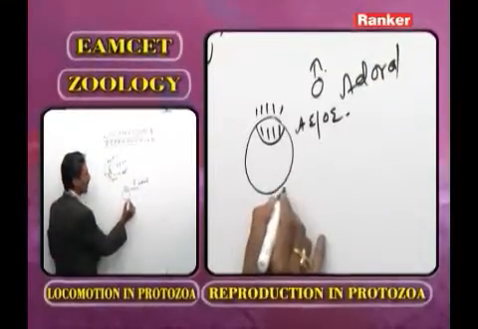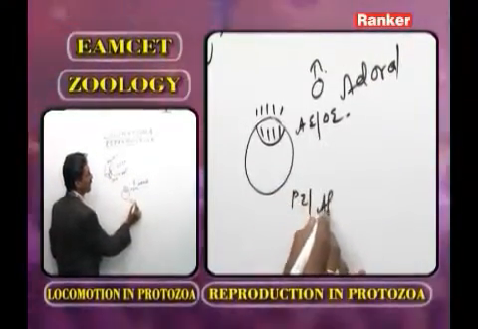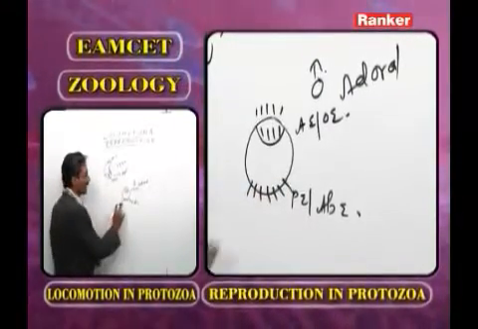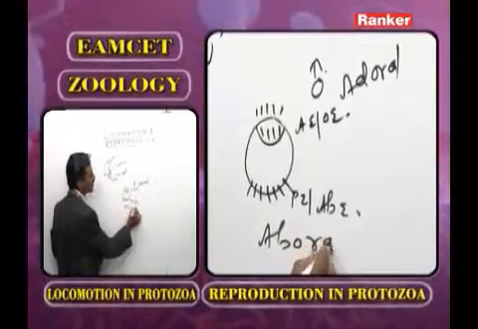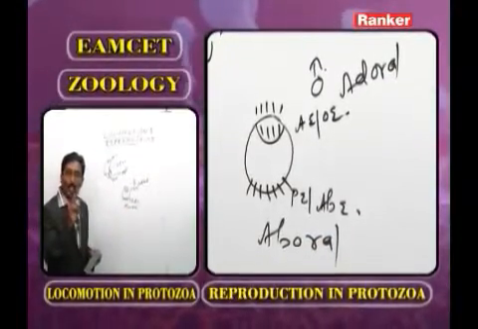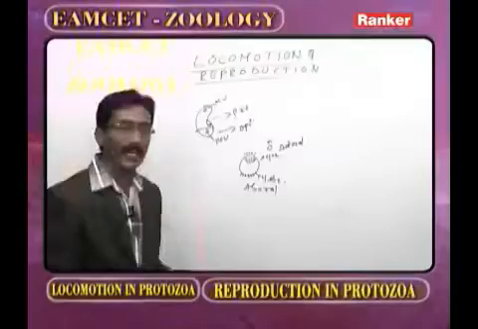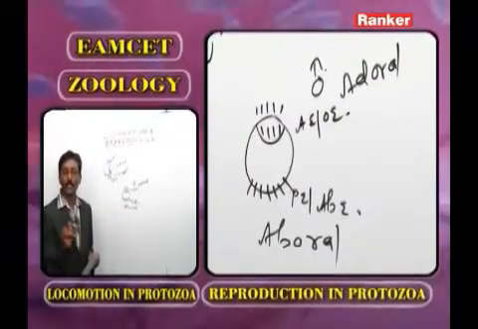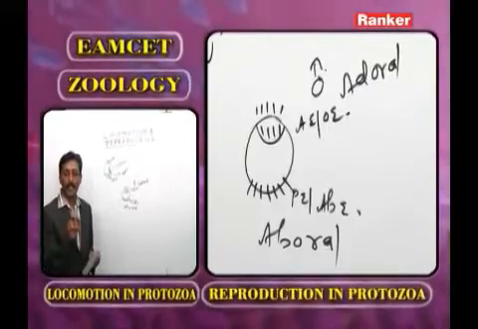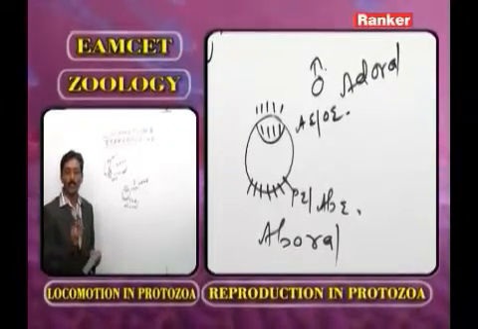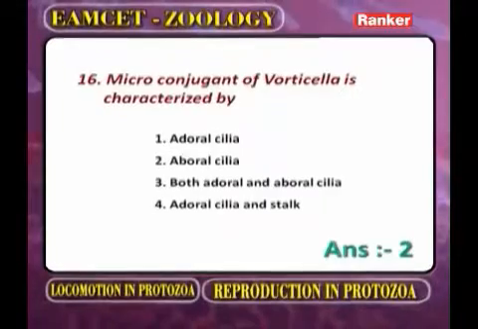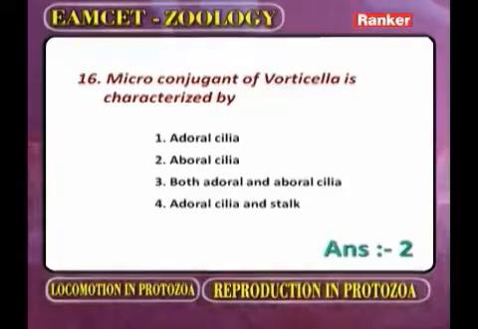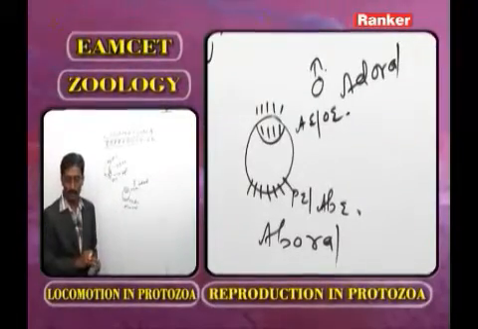Now, in the microconjugant, this is the posterior end or aboral end. At the posterior end, again, cilia are present. Here, the cilia are called aboral cilia. Now, if the conjugant has two sets of cilia, no doubt that is the microconjugant. Now, you have to identify. Microconjugant of Vorticella is characterized by adoral cilia, aboral cilia, both adoral and aboral cilia, and the fourth one is adoral cilia and stalk. Now, the correct answer is adoral and aboral cilia. Now, move on to the next question.